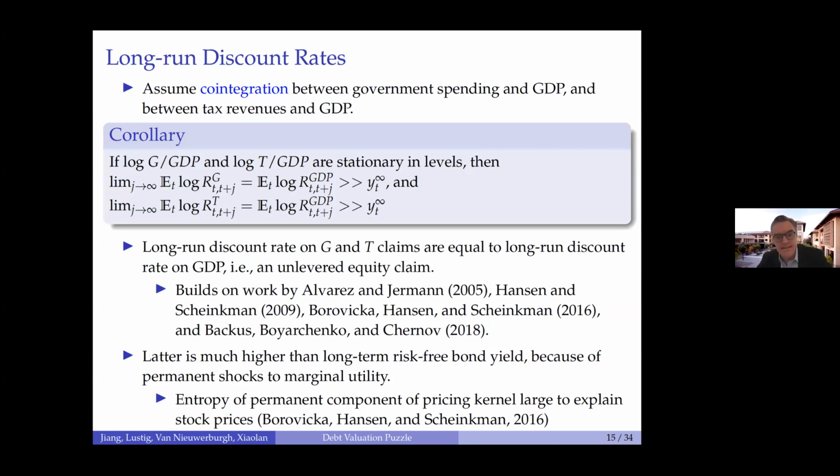This already tells you that if we want to price government bonds, we're going to have to fight this force, because in the long run, the discount rates you use for primary surpluses are going to be much higher than the long-run discount rate that you get off of the Treasury yield curve. Okay, that already illustrates some of the tension if we have cointegration, which we're going to use.